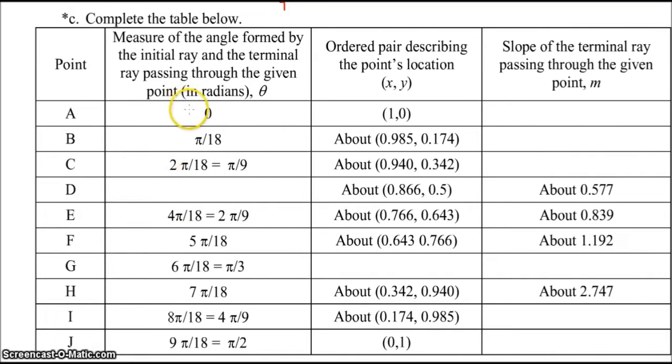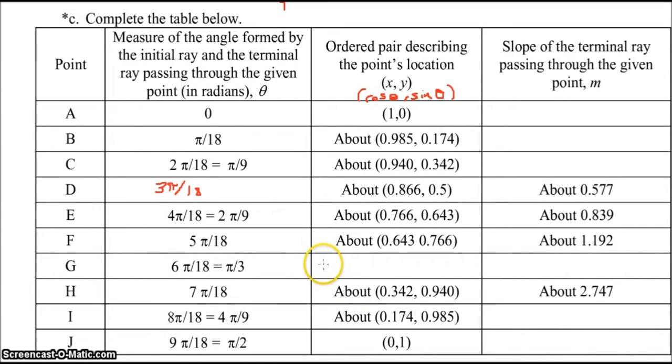Okay, so notice that each one just increases by pi over 18. 1 pi over 18, 2 pi over 18, so this one will be 3 pi over 18. Alright, that one's done. Ordered pair describing the point's location. All of these are just cosine of the angle, comma, sine of the angle. So we're just missing this one.